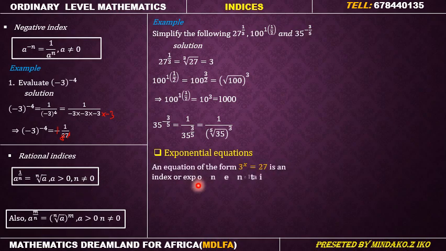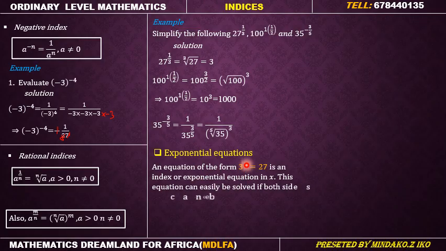An equation of the form 3 raised to the power x being equal to 27 is an index or exponential equation in x. This equation can easily be solved if both sides can be expressed in the same base. What does this mean? If I have 3 raised to the power x, I can only solve this equation if I can express the other side in base 3 also, so that I take this power and equate it to the other power, provided I've put the other side in base 3.